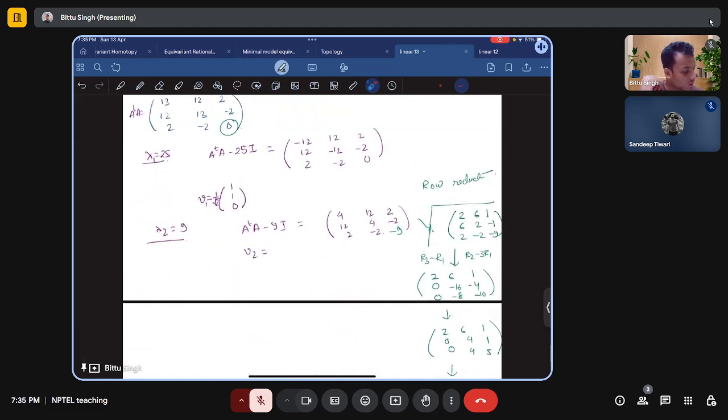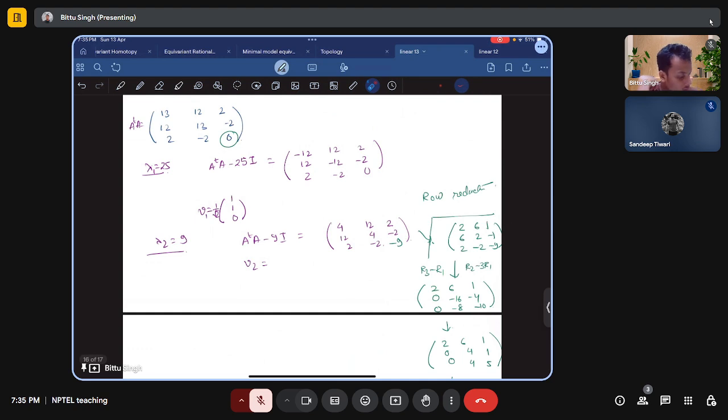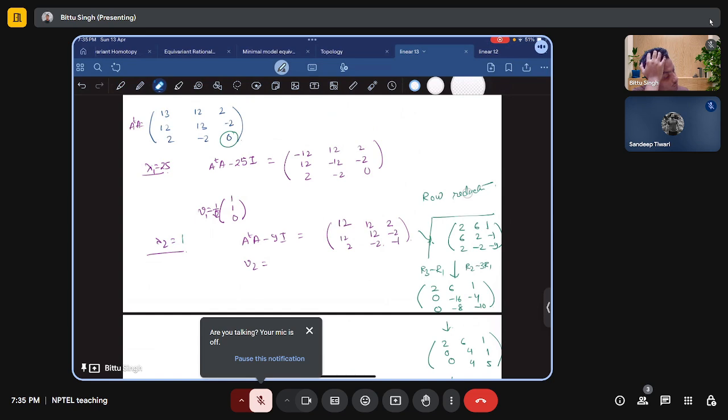So 25 is an eigenvalue. This is not an eigenvalue. Lambda 2 is equal to 1. This will be an eigenvalue. Okay, so if we subtract 1, then this will become 12. And this is also 12. This is minus 1. This row reduction will now not work. It will not work.